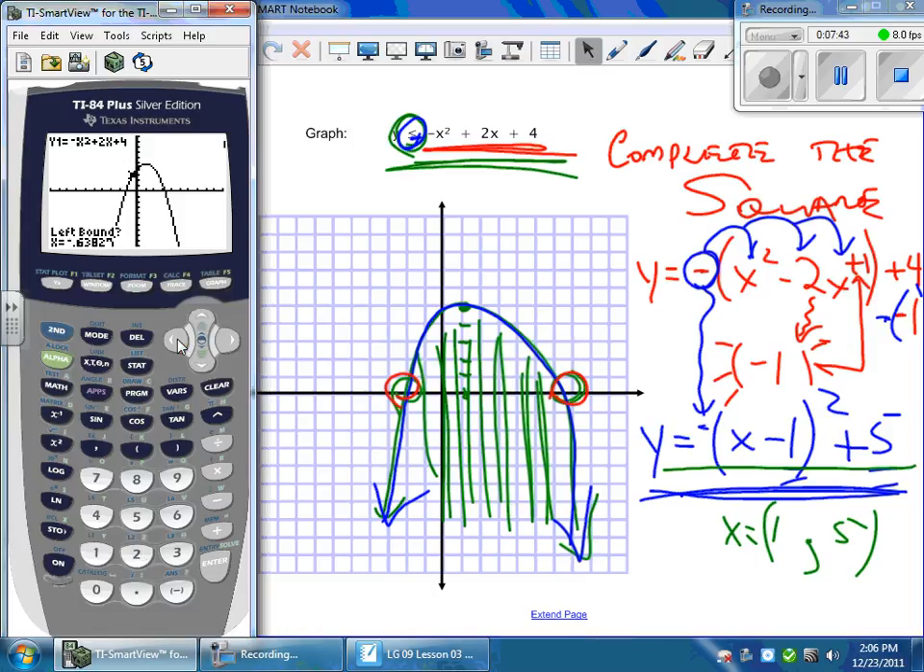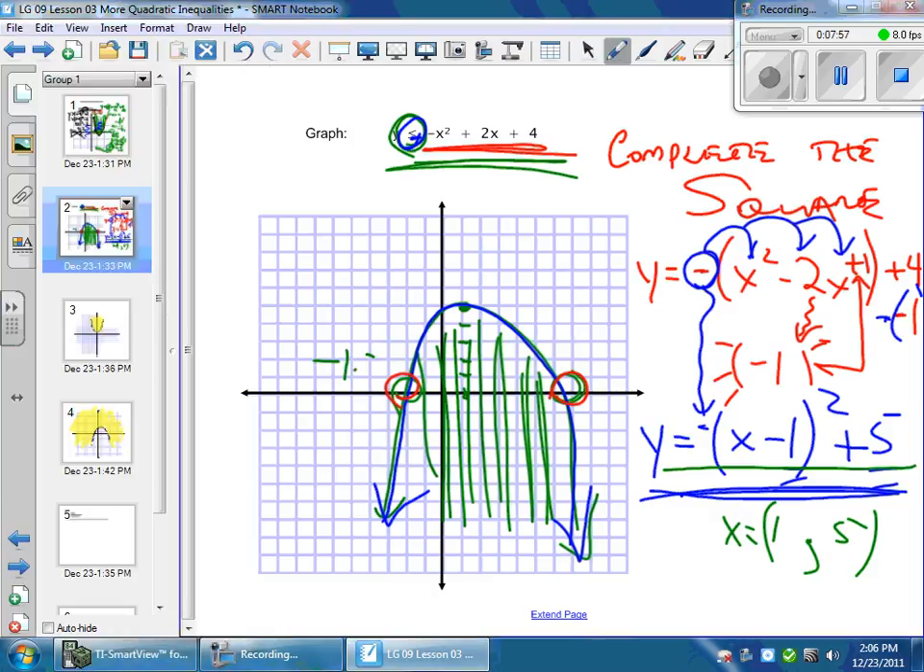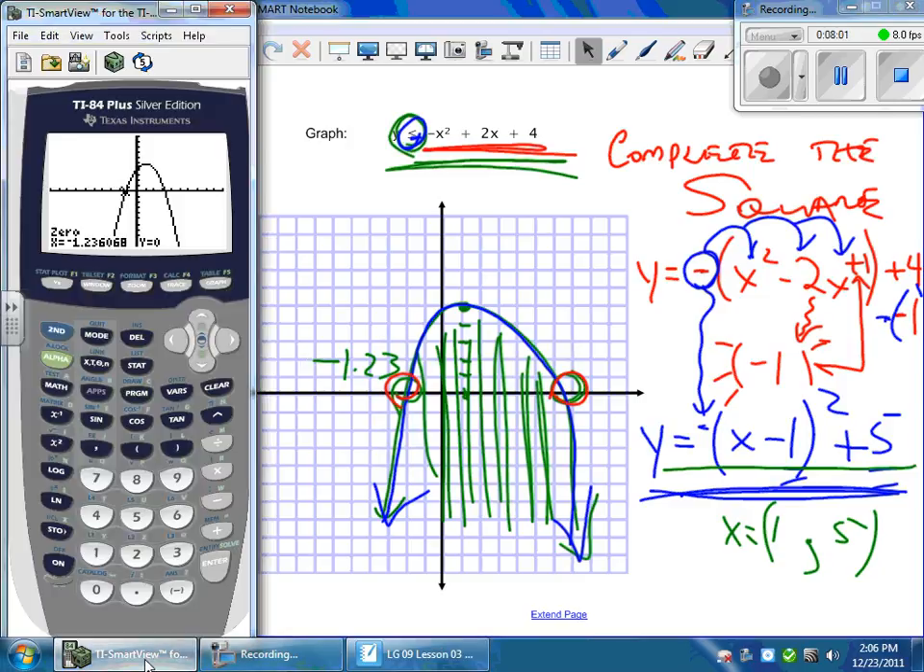Let's find this one over here, left bound. Enter. Let's find this one. Enter. Excellent. And look, it is negative 1.23. So we're going to get an ugly number here, negative 1.23. Okay. Find the other one real quick, and then let's call it.